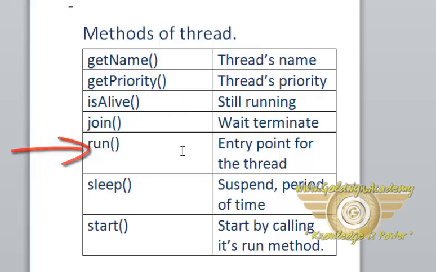run method. This is the entry point of the thread from which the thread is executing. sleep. sleep is used to suspend for a period of time. start is used to call the run method.